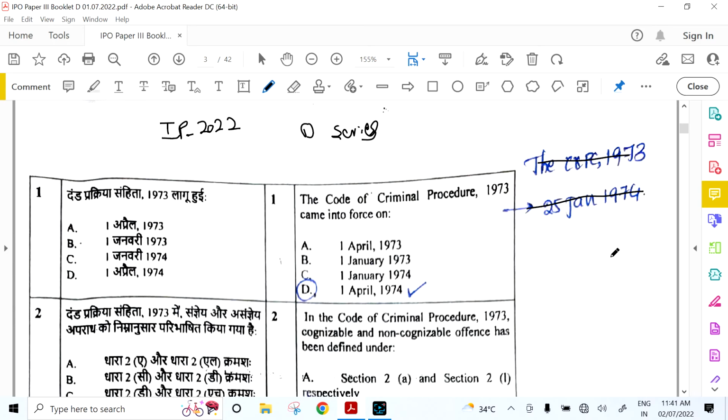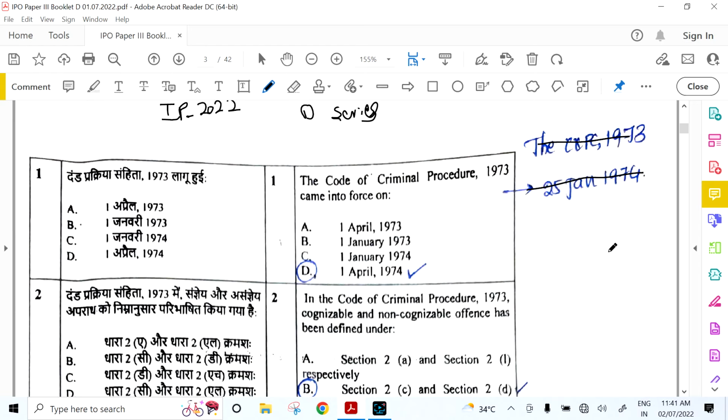And this will be a D series. A short disclaimer is that this is not a final key. Today we will see the key of IPO examination 22 paper 3, and this is only a tentative key, and the departmental key will be final for all purposes. For information's sake, this video is being done.